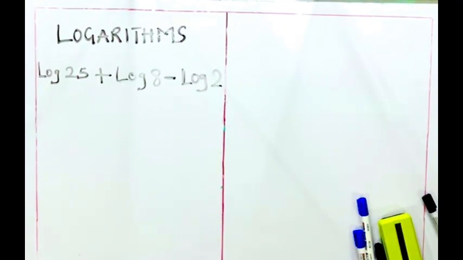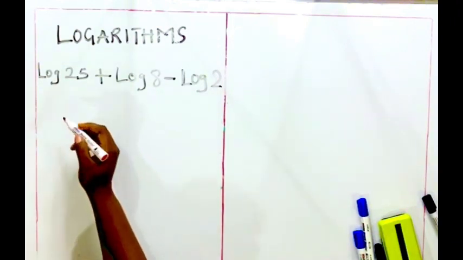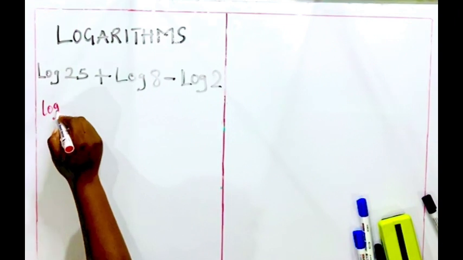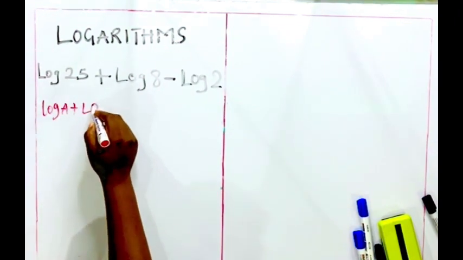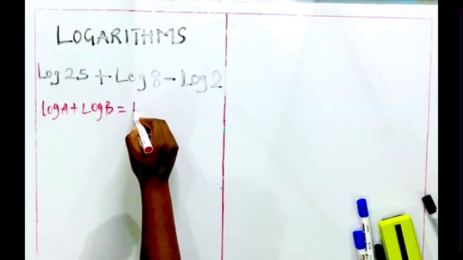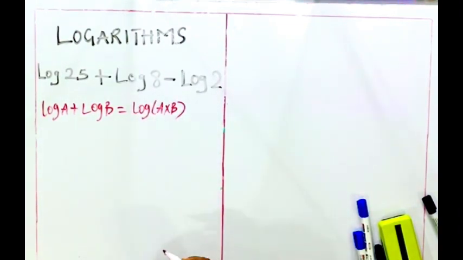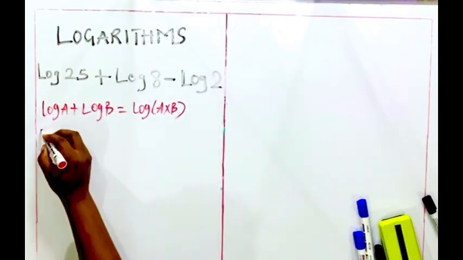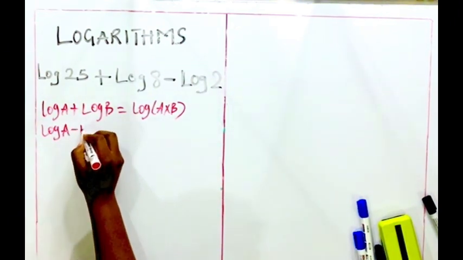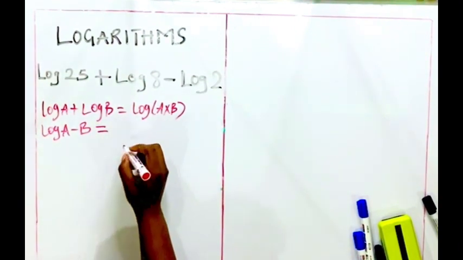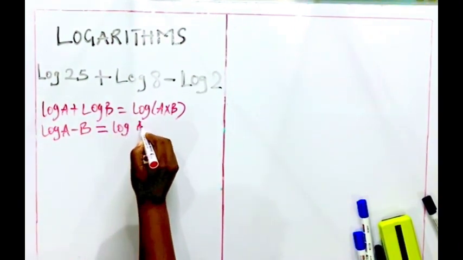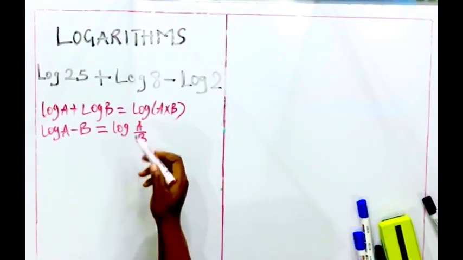In this question, you have to find log 25 plus log 8 minus log 2. Recall from the last question we solved, if you have log A plus log B, this can also be written as log A times B. Another law of logarithm is if you have log A minus log B, this is equal to log A over B. That is log A divided by B.